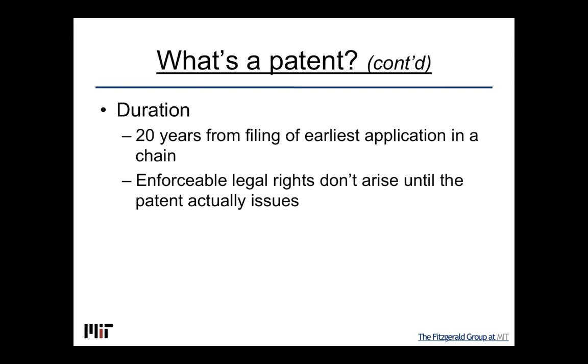A patent lasts 20 years from the filing, and enforceable rights, what Steve has written here, is the key term, meaning that you can't use laws of the land to stop somebody and execute your rights holding a patent until the patent actually issues. And there's a long delay from filing to the actual issuing of the patent.